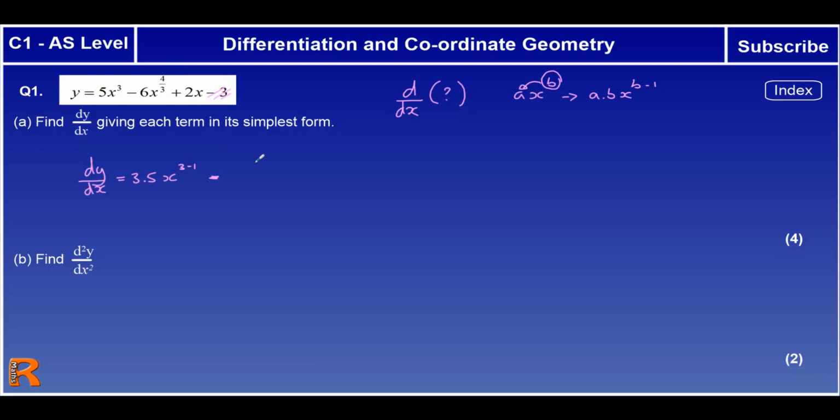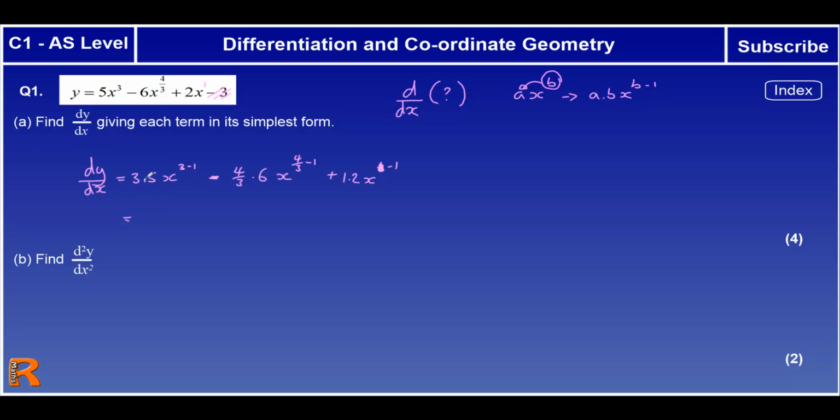So we've got 4/3 times 6 x to the 4/3 minus 1, and in the last term plus 2x. Well, that has a power of 1, so 1 times 2 x to the power of 1 minus 1. So I'm taking it really steady there, doing everything, showing you all the details. But you should be able to do this.